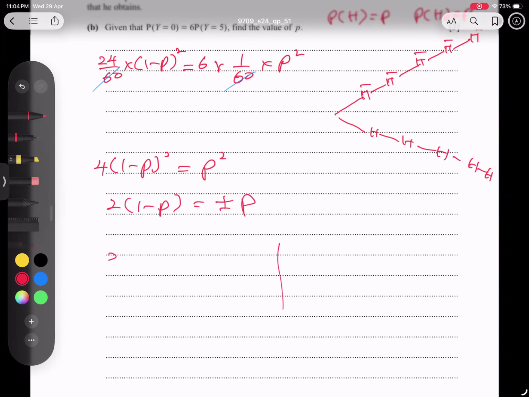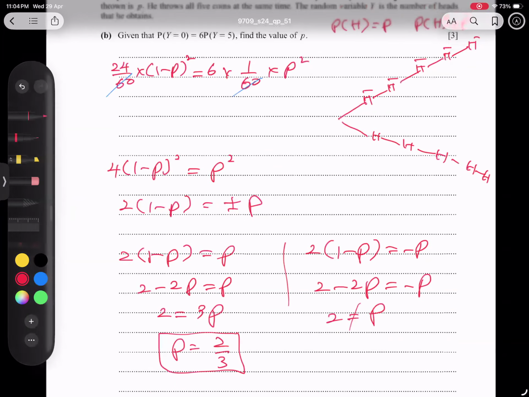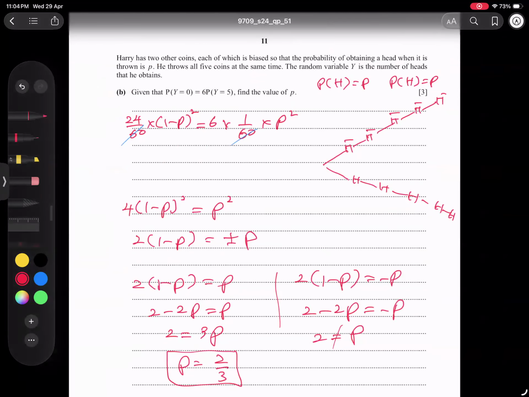p. So 2 times (1 minus p) is equal to positive p, and 2 times (1 minus p) is equal to negative p. So I'm getting here 2 minus 2p equal to p, and 2 is equal to 3p, and p becomes 2 by 3. This is my answer number 1. Second one, 2 minus 2p is equal to negative p, and 2 is equal to, this goes there, p, and p is equal to 2, and that is not possible because a probability exceeding 1 is not possible. Probability is always at most 1. You know it very well. So that is why our answer is 2 by 3. I hope the concept of the question is clear.